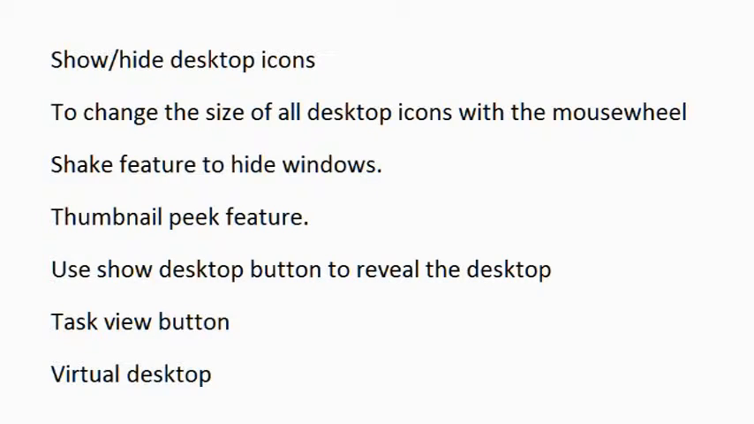How to show or hide all desktop icons. How to change the size of all desktop icons with the mouse thumb wheel. Use the shake feature to hide windows. Use the thumbnail peek feature. Use the show desktop button to reveal the desktop. Use the task view button to show all open programs and folders. And how to create and use virtual desktops.